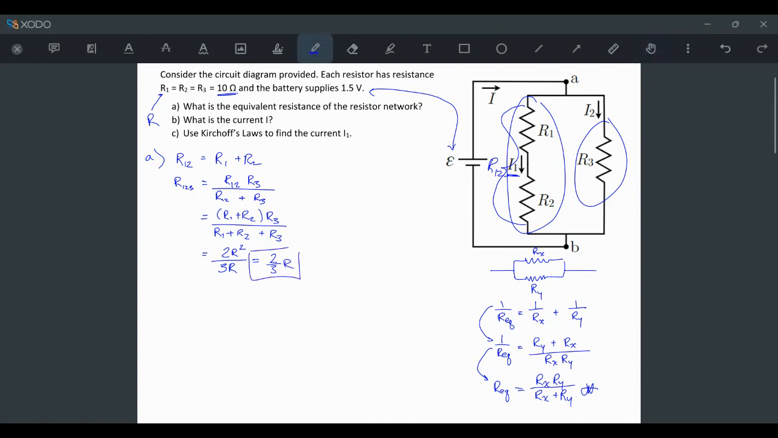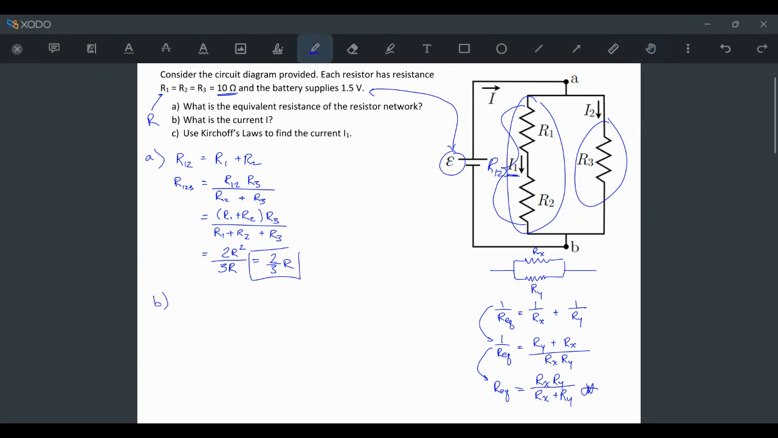So that's our answer for part A. Part B wants us to find the current I. So we know what the voltage or the electromotive force of this battery is. We know what the equivalent resistance of the total circuit is. We just found that, so we can just leverage Ohm's law to figure out what this current is.